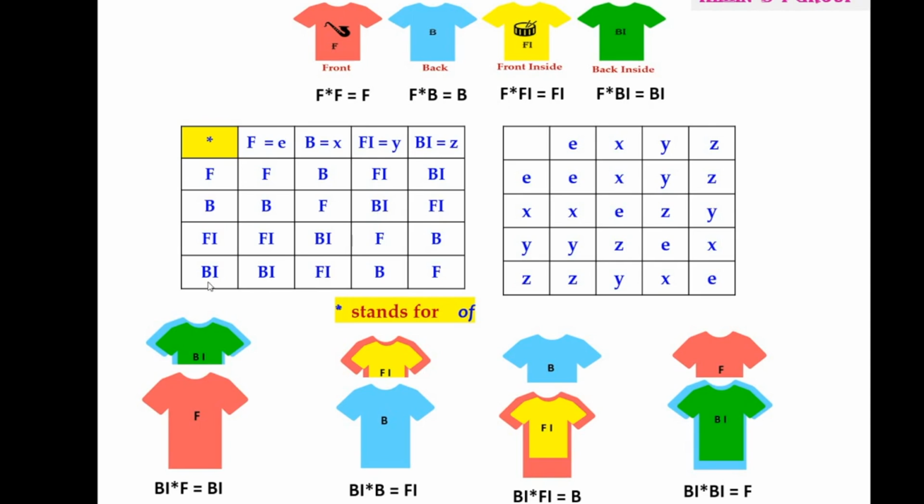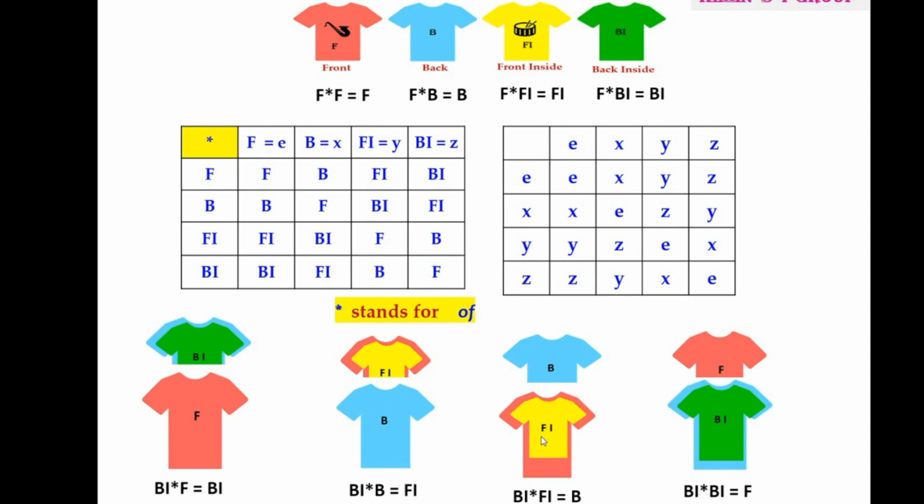Now back inside of front. This is front, the back of that will be back, and the back inside is what we want. So back inside of front is back inside. The next one is back inside of back, that is front inside. Once you have back at the front, at the back you will have front. So back inside of that back will naturally be front inside. And then back inside of front inside.